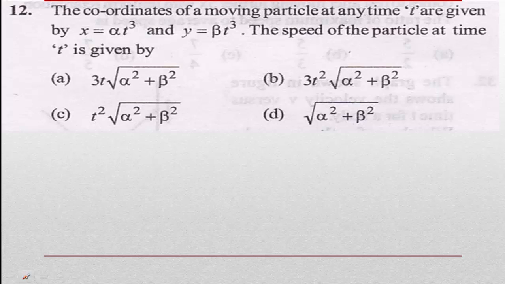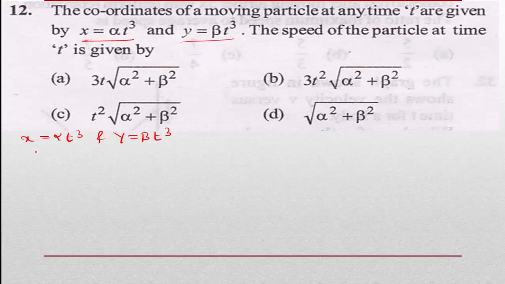And the next question is, this is also on the basis of the differentiation. The coordinates of a moving particle at any time t are given by x equal to alpha into t cube and y equal to beta into t cube. The speed of the particle at time t is given by. Here x equal to alpha into t cube and y is equal to beta into t cube.